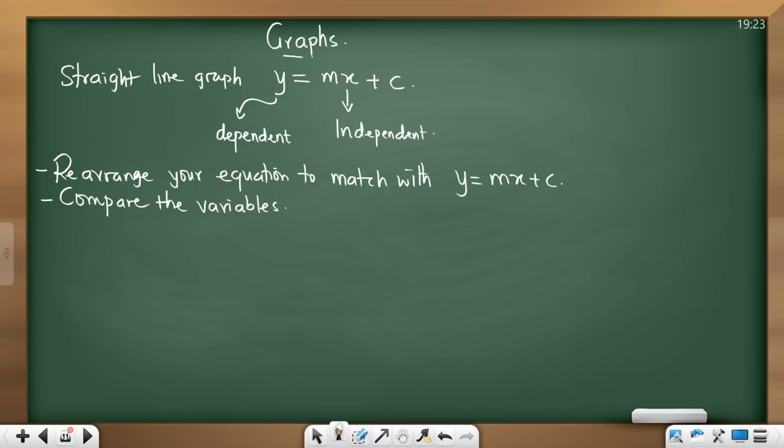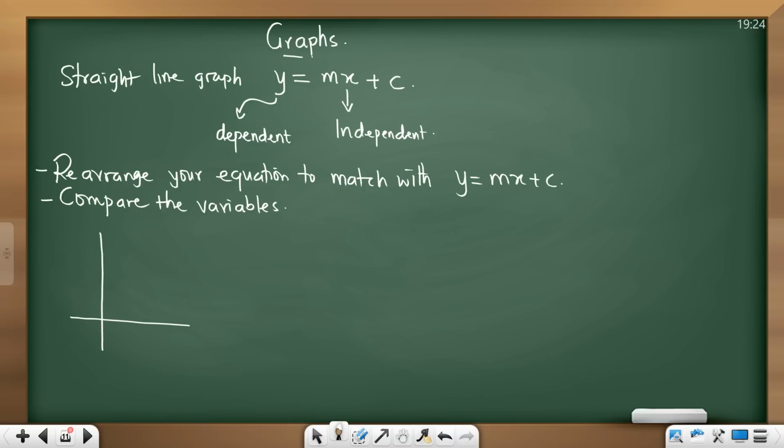When I say rearrange, whatever is on your y in the graph should come here to where the y is. Whatever is on the x should come to where the x is. You'll be able to get it. Let's quickly do this in the little time that we have remaining. We have a graph.